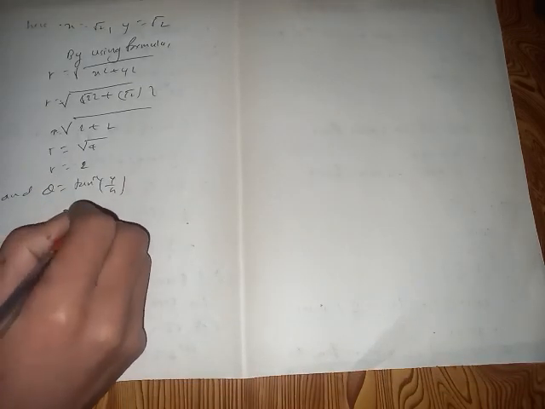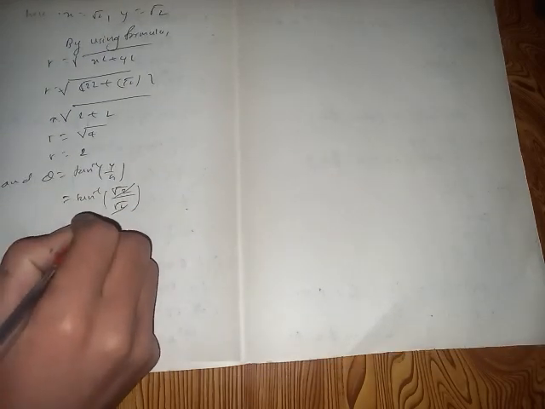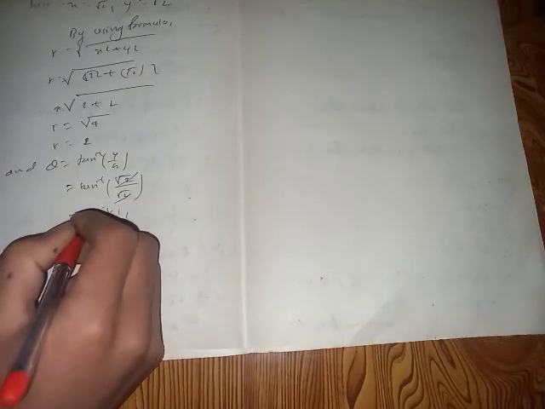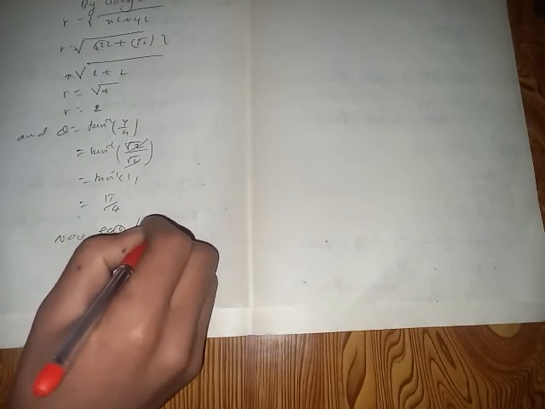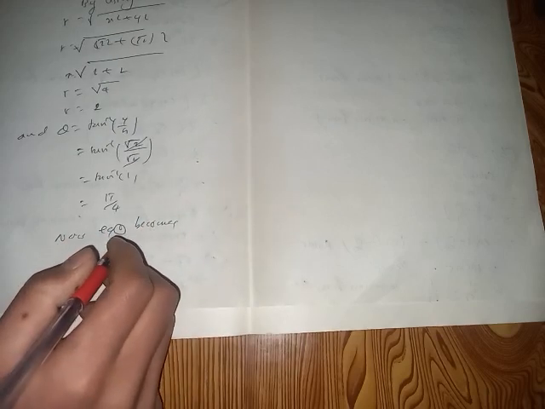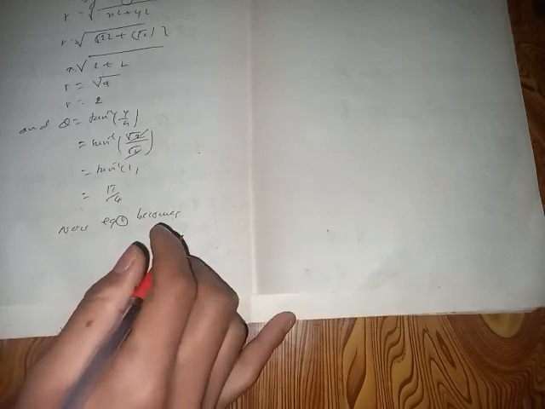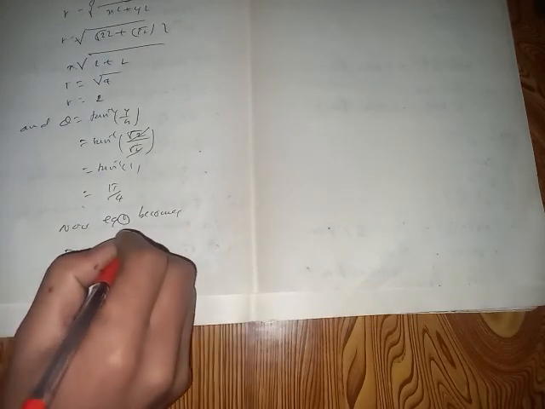Our value of r is 2, and theta is equal to tan inverse y upon x, so tan inverse of under root 2 upon under root 2. The under roots cut, so tan inverse 1, and the value of tan inverse 1 is pi by 4. Now equation 1, the polar form and the Cartesian form, is converted into the exponential form. Its formula is z is equal to r e power i theta.